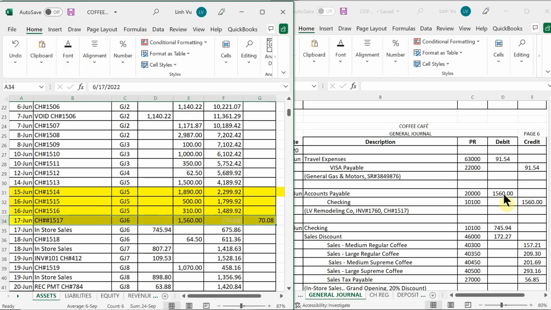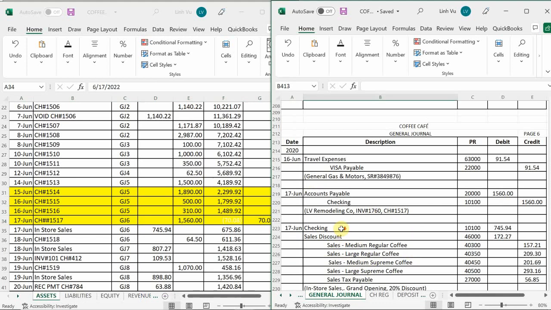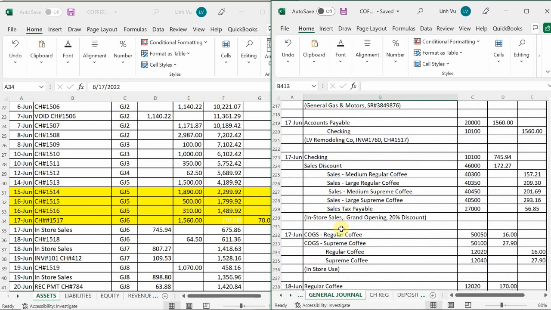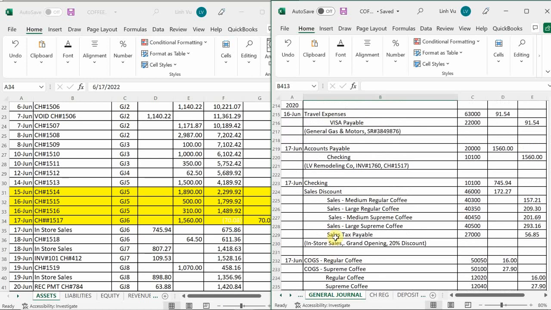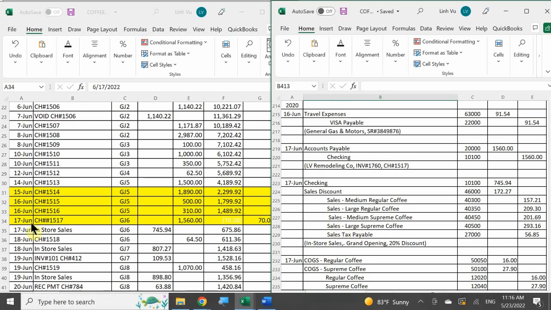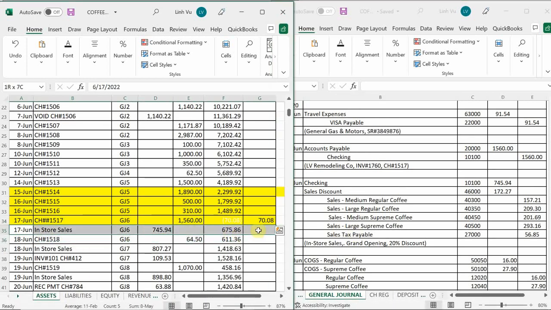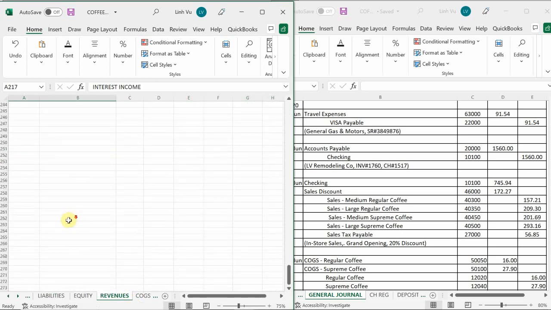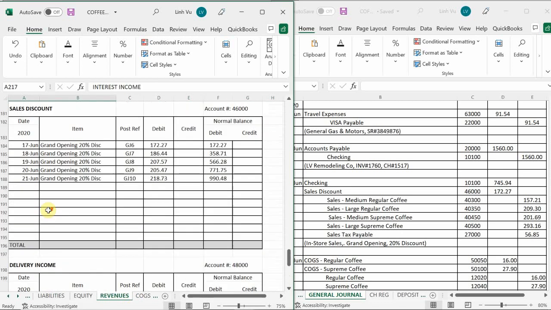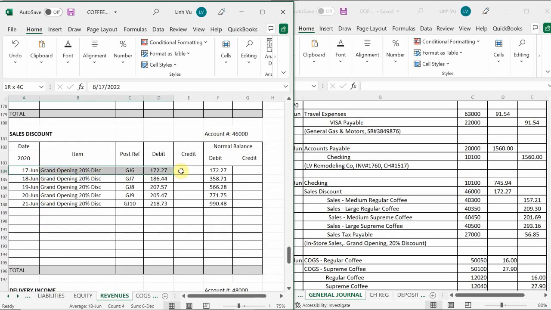Okay. So then let's see what happened next. We got some checking, some sales discount, and a bunch of sales. So in this case, did I deposit $745? Yes, I did. Okay. I also gave a sales discount for $172. That's correct.